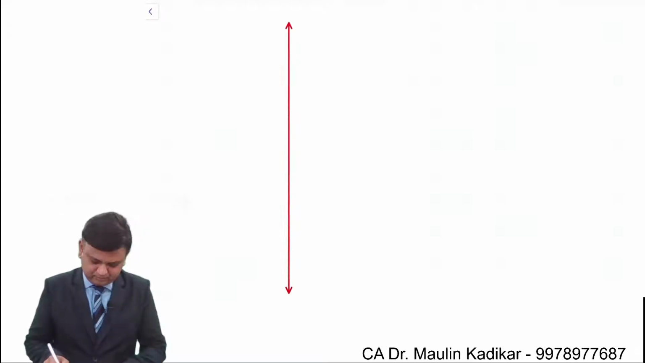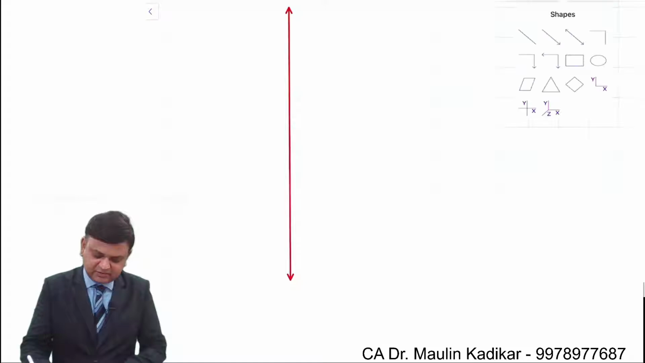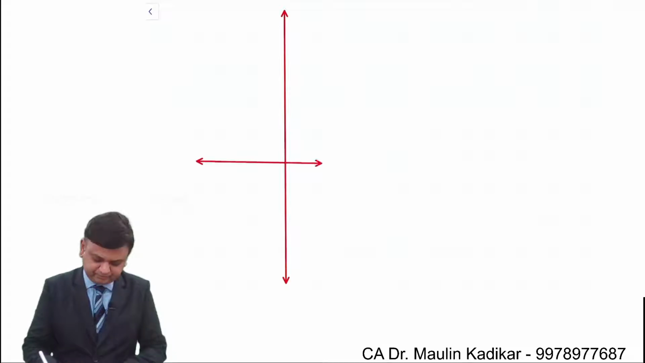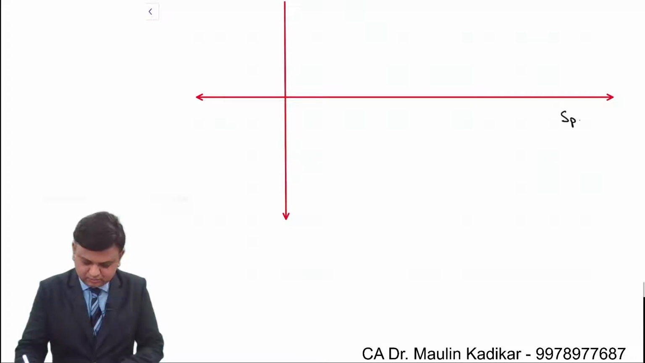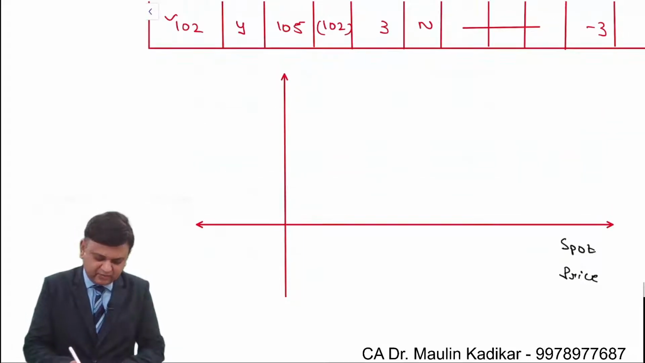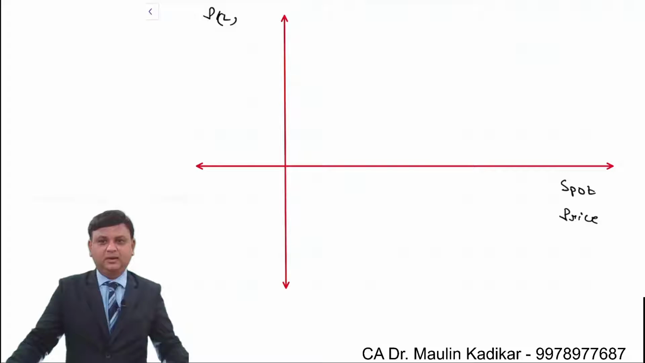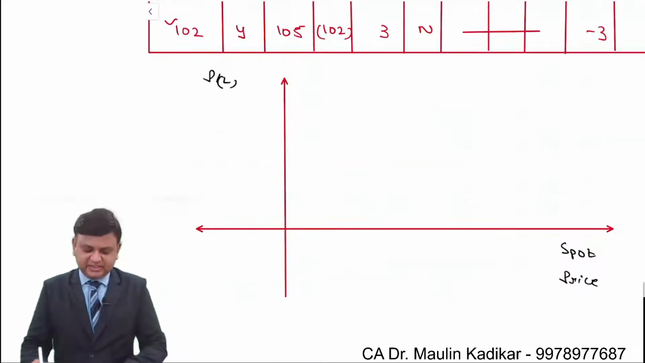Now we are required to show the diagram. So we understand that the diagram will be like this. On x-axis we will have the independent factor, that is the spot price of the equity share. And on y-axis we will have the profit or loss. Try to complete the diagram on your own. So let us start with the diagram.